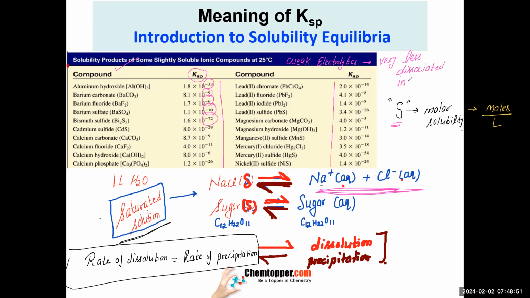Please review unit 3 to understand why they are less dissociated. Because what is the meaning of weak electrolytes? Weak electrolytes, strong electrolytes. For that, you have to review unit 3. Okay, so we are dealing with weak electrolytes here in this Ksp. Ready?